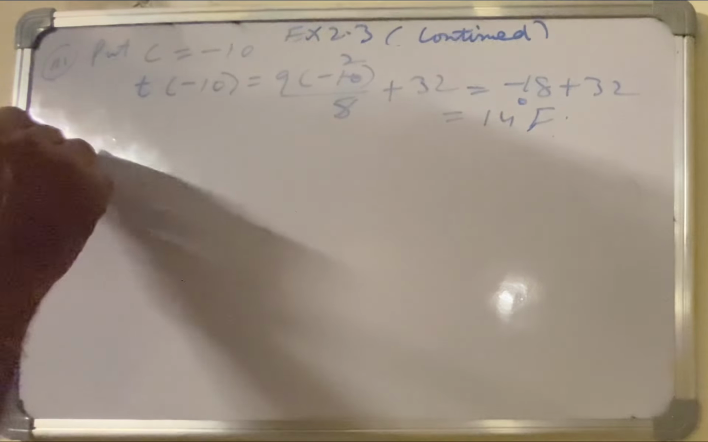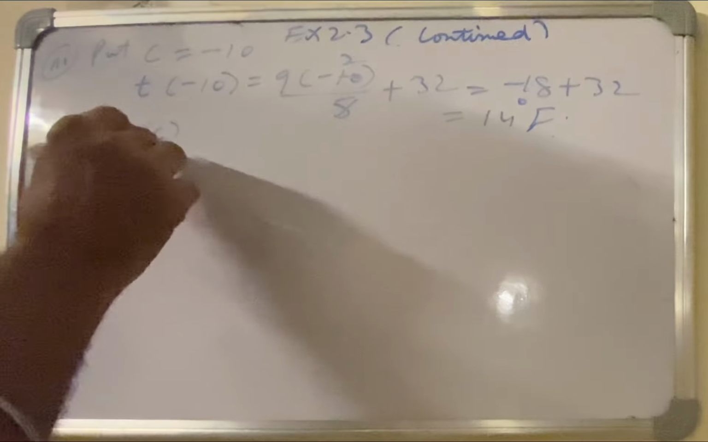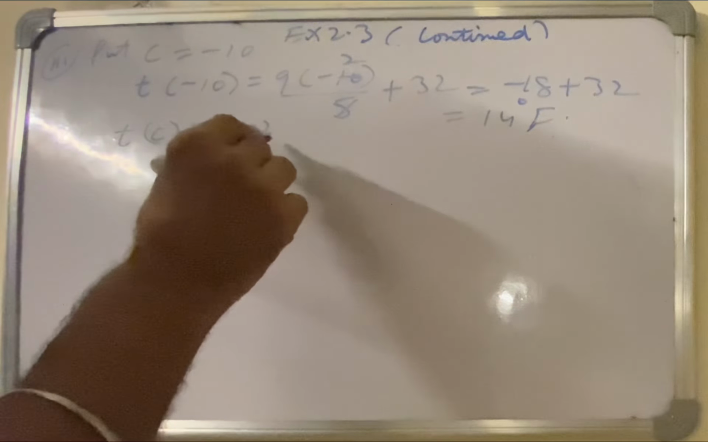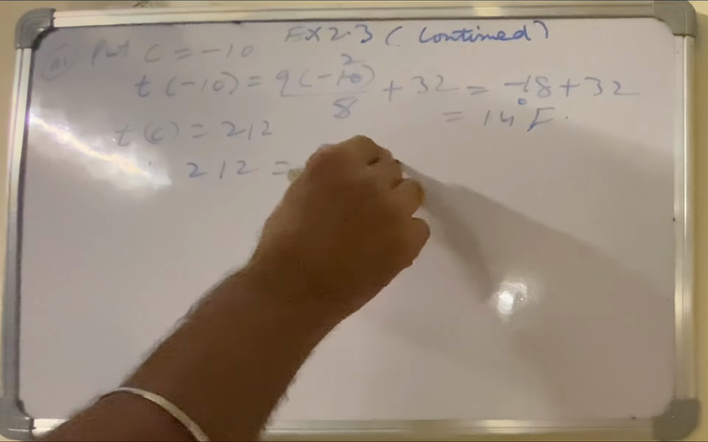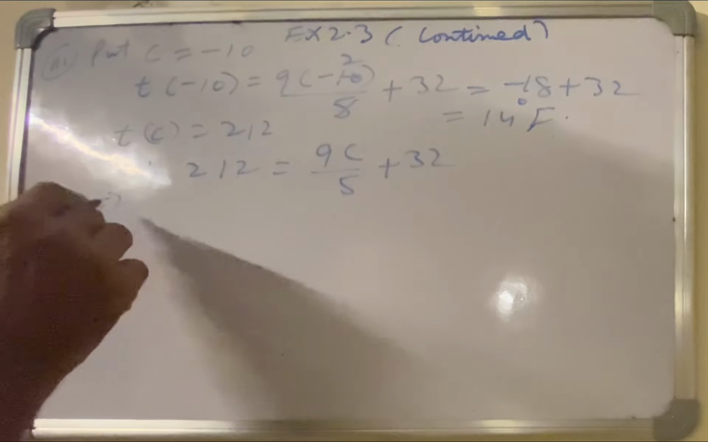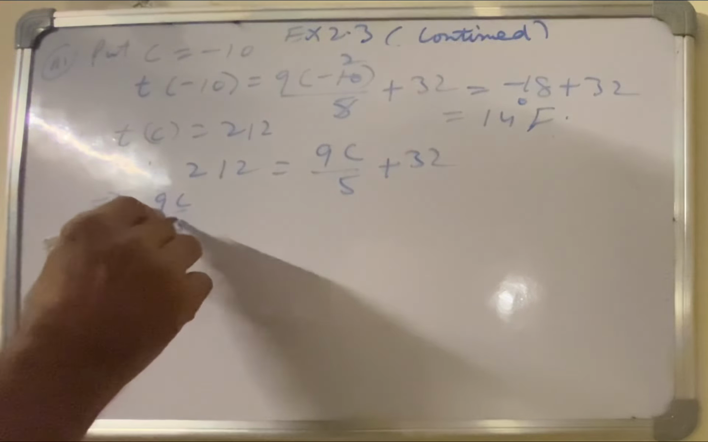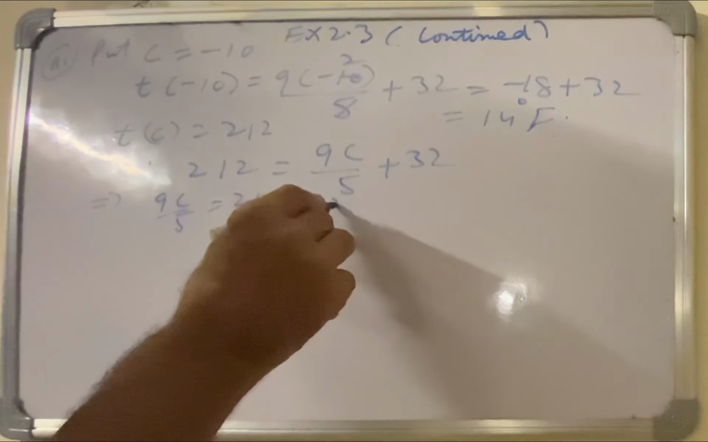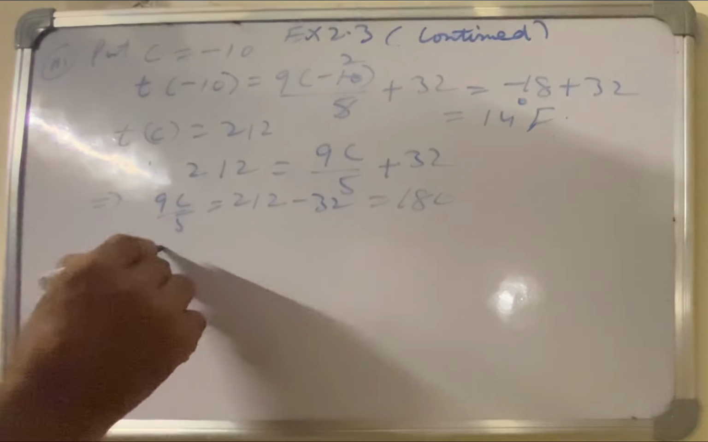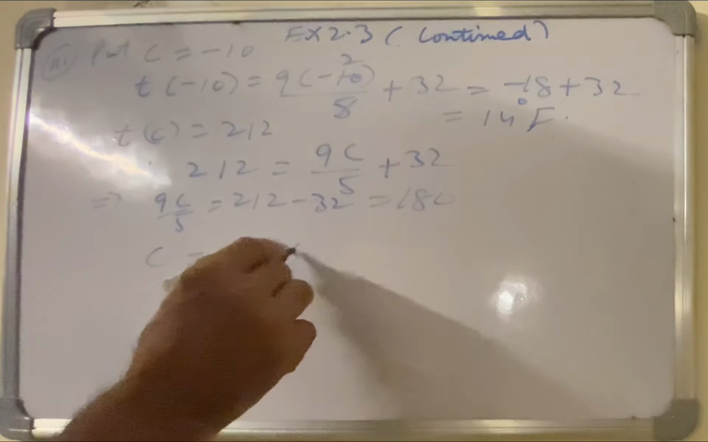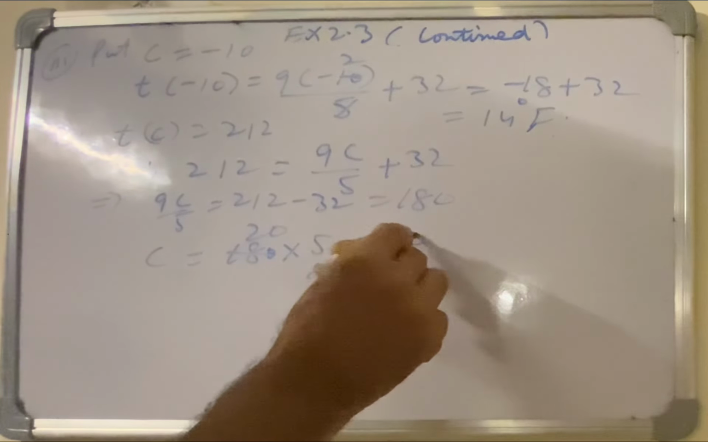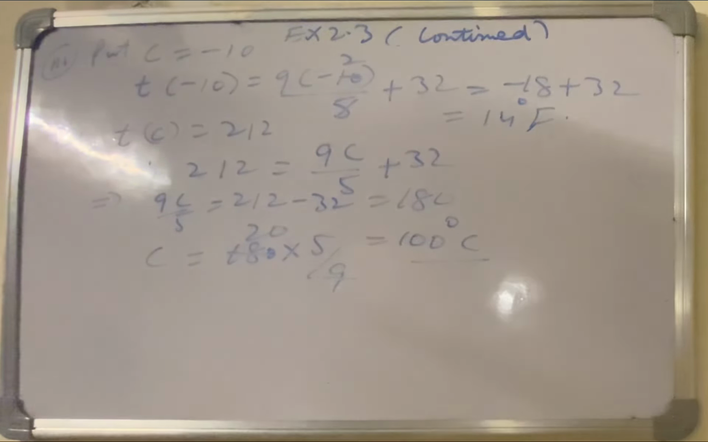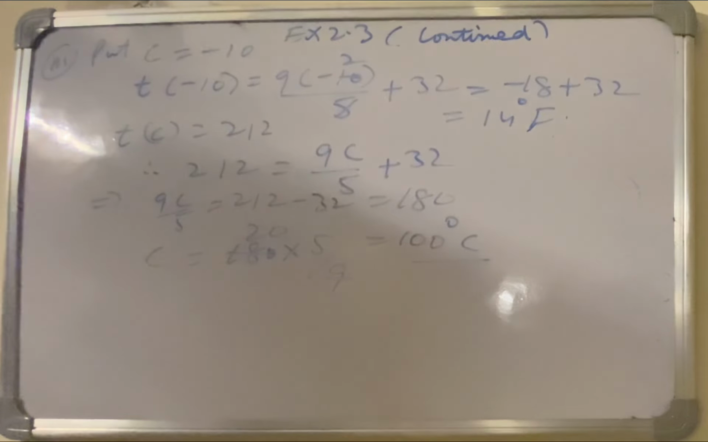Fourth part, T(C) is 212. Therefore, 212 is equal to 9C over 5 plus 32. Then we have 9C over 5 is equal to 212 minus 32, which is 180. C is equal to 180 into 5 over 9. This is 100 degrees Celsius. So this was the fourth question.